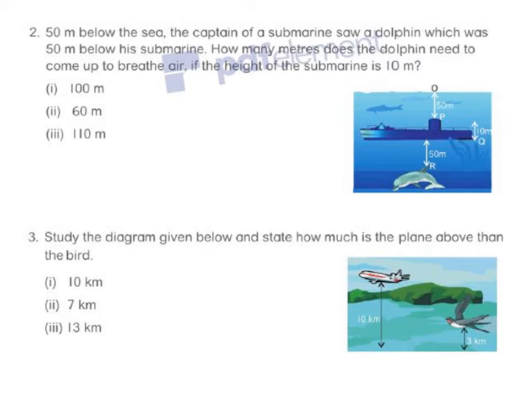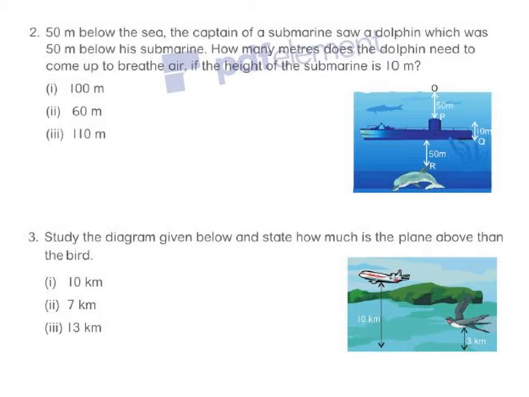So all the things are given. The depth of the submarine is 50 meter. The height of the submarine is 10 meter. And the dolphin is 50 meter below the submarine. So what is the height that the dolphin has to go up to breathe air? That means how much height he has to swim up till he gets to the sea level.